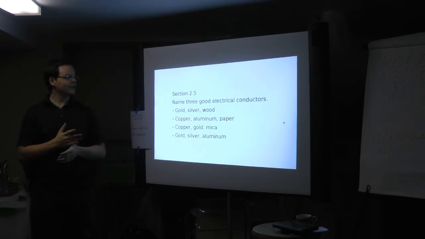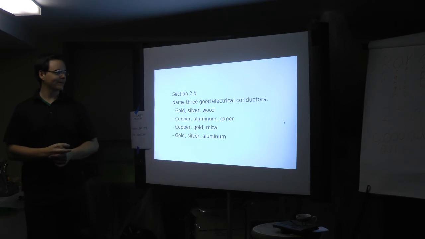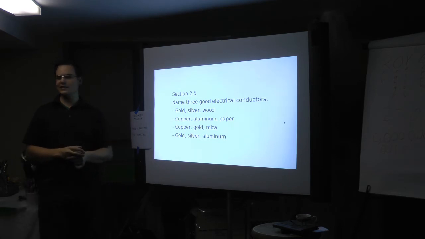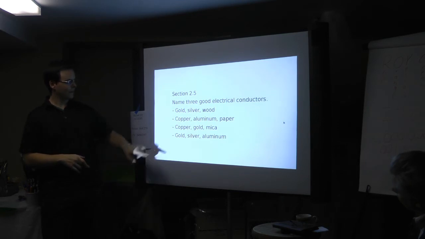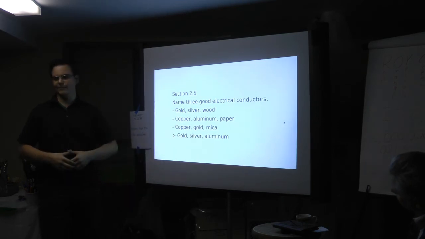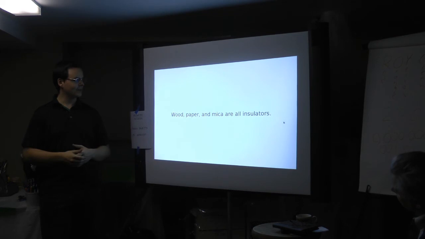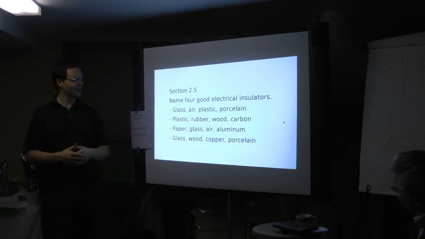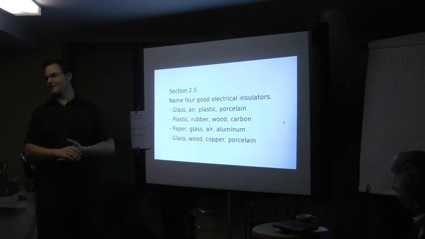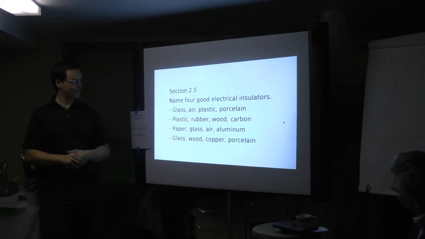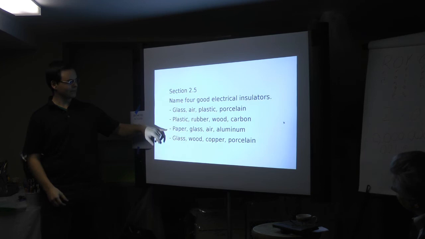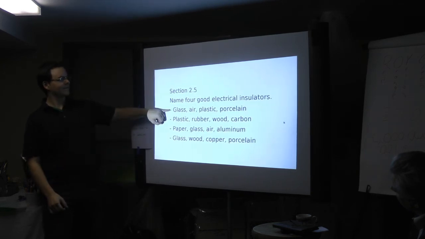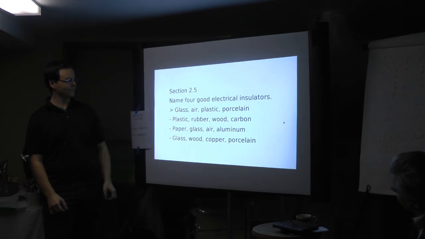All right, name 3 good electrical conductors. This is one of those where every single option contains one thing that's wrong. So wood, paper, and mica are all insulators. Next one. Name 4 good electrical insulators. Paper, glass, air, and aluminum? No. Number 1? The glass, plastic, and porcelain. Yep, air too as well.